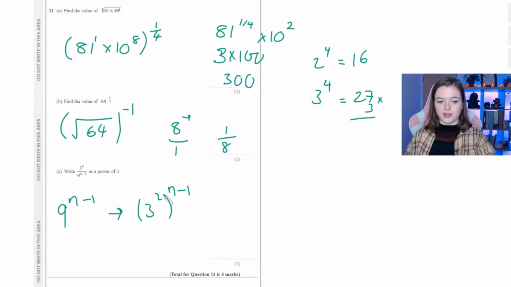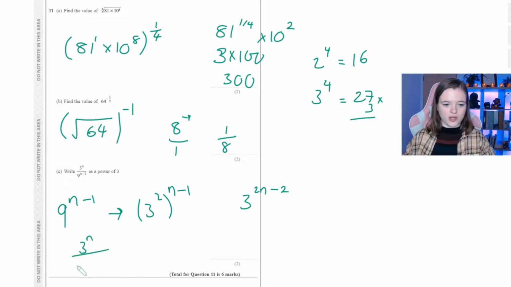So these two are going to be multiplied to then get 3 to the power of 2n minus 2. If I put this back into the fraction, I've then got 3 to the power of n all over 3 to the power of 2n minus 2. If I'm doing a power divided by a power, that's power take power, right? So I'm going to have 3 to the power of n, take away this bottom power, so take away 2n minus 2. If I deal with these brackets, I'm going to get n minus 2n, that's minus n. Then I'm going to get n minus minus 2, which is plus 2.